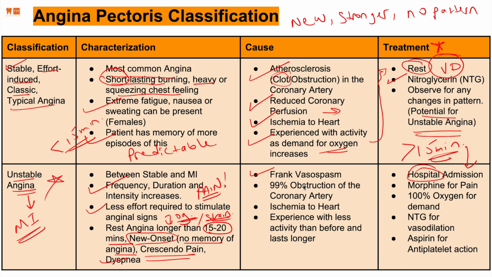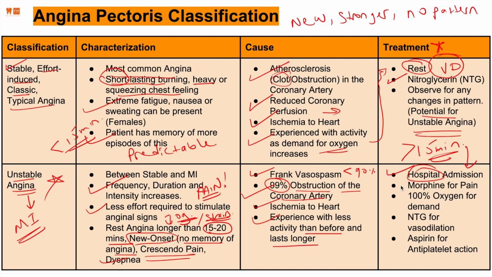Clinically speaking, it's also known as frank vasospasm. And we'll take a look at the diagram. Frank vasospasm is about 70%, so less than 90% of clot is frank vasospasm. Then there's 99% of obstruction in the coronary artery. It's 100% unstable angina. It leads to ischemia of the heart and experiences pain with less activity compared to before, and it lasts longer.